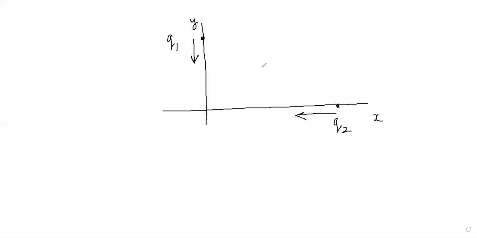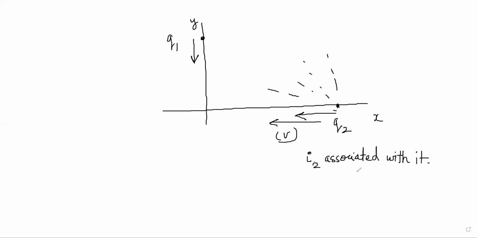QV cross B. What you will do is construct the magnetic field due to this particle moving with some velocity. It turns out that the magnetic field here due to this particle would be due to the speed at which this particle is moving. So if it moves at a certain rate V, it will have a certain current I2 associated with it. And that current will create a magnetic field in this region.